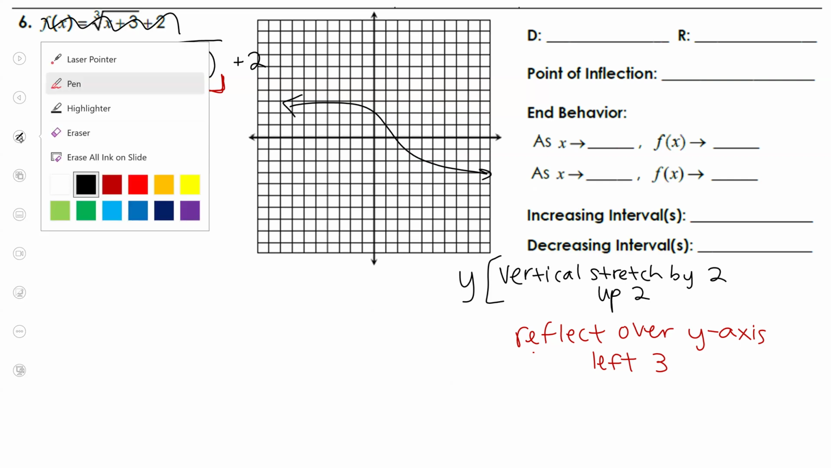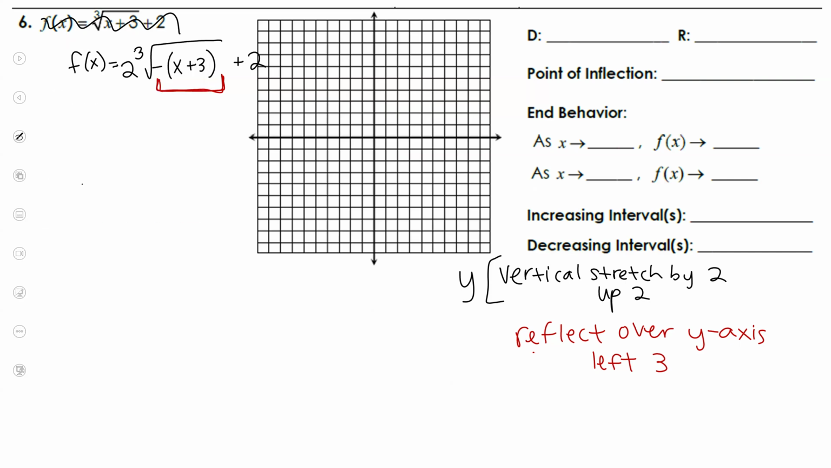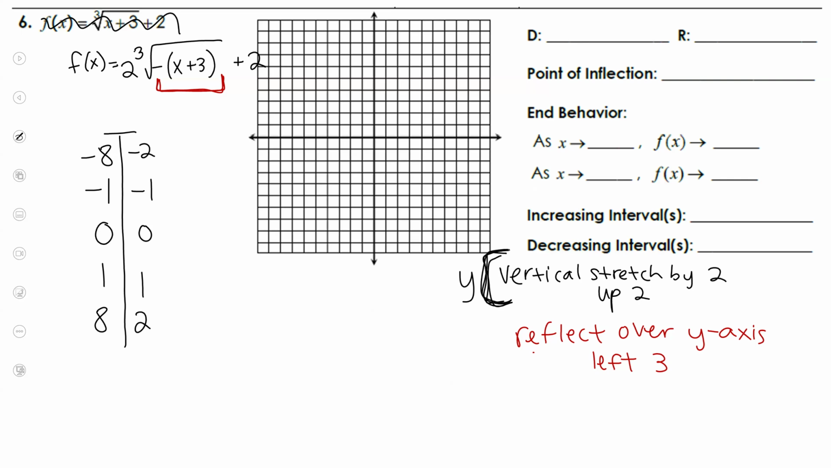All right, so let's do an actual sketch of what this will look like. Okay, let's make the table. The parent table that I gave you in the beginning was -8, -1, 0, 1, 8. This was -2, -1, 0, 1, 2. This is the parent graph. Now let's add the transformations to the Y values. What do I do first? Yes, so guys, multiply all the Y values by 2. And then you're going to add 2 to the Y values. So -2 times 2 is -4. And then I'm going to add 2 to get what? -2. Okay, so that stayed the same. -1 times 2 is +2.